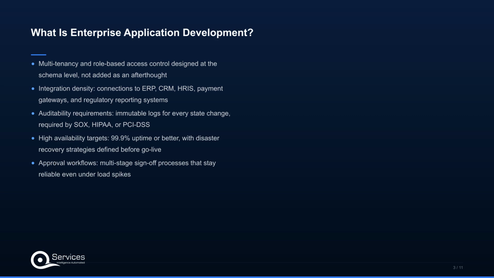These systems handle complex multi-step workflows, integrate with multiple data sources, enforce compliance rules at the data layer, and serve hundreds or thousands of concurrent users without degrading performance. The distinction matters because it changes the entire approach to architecture, testing, deployment, and governance. Enterprise applications share several traits that make their development fundamentally different from typical commercial software.